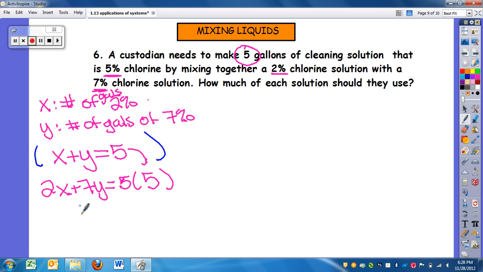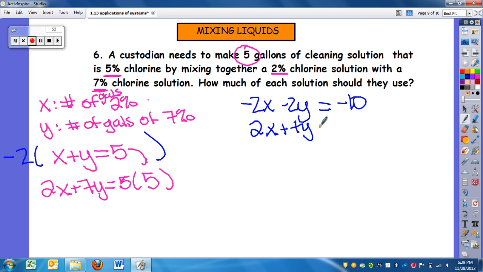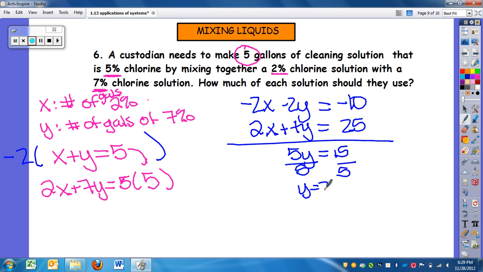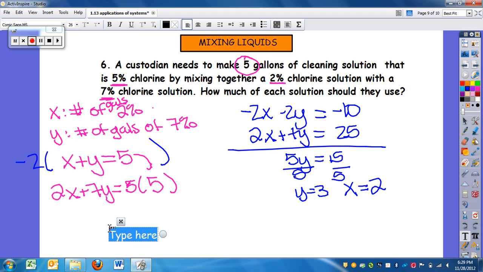So I'm going to use elimination again because they line up, so I'm going to multiply by negative 2. So I have negative 2x minus 2y equals negative 10. I can just rewrite my second equation while I'm doing my third step, which is the solving step. So I have 5y equals 15. Divide by 5, y equals 3. Well, since I only have a total of 5 gallons, if y is 3, then I have 2 of the x. So the last step, which is probably the easiest one, is just writing a sentence of your solution.